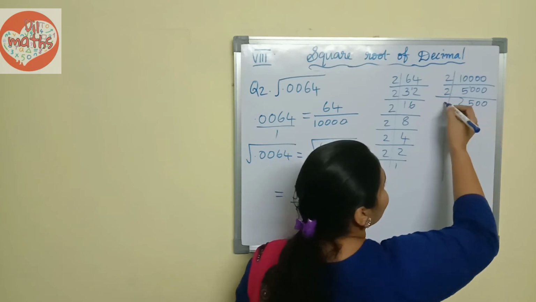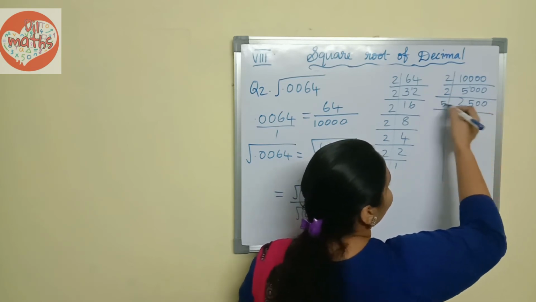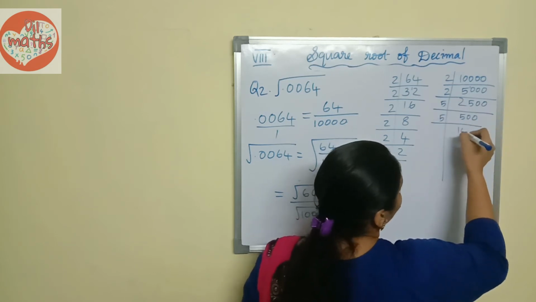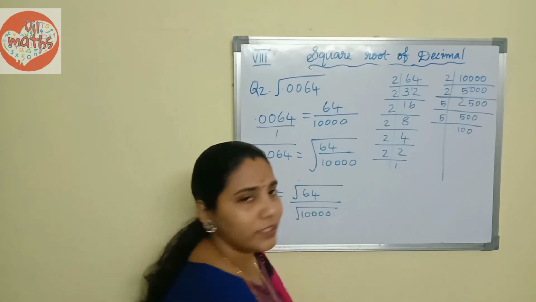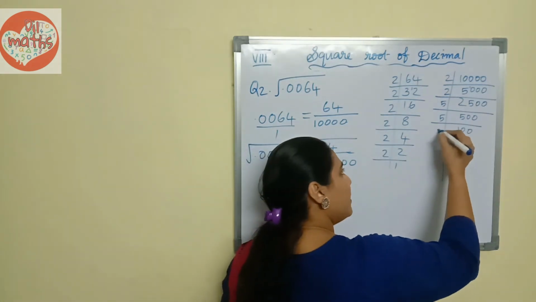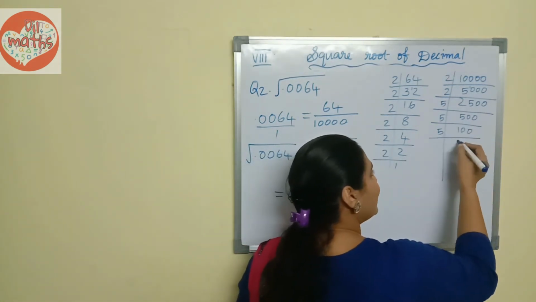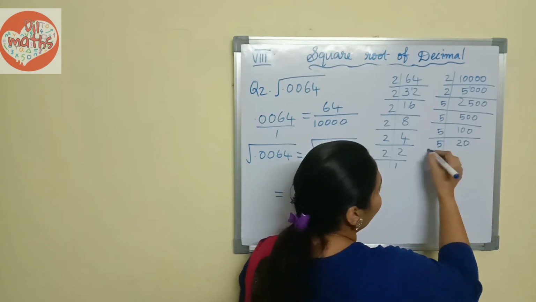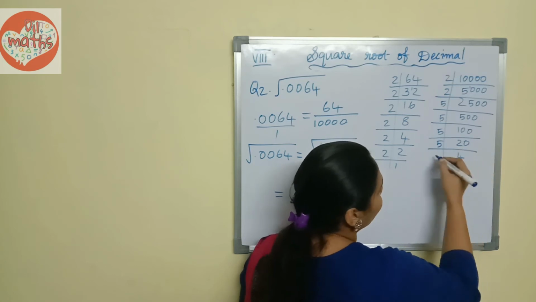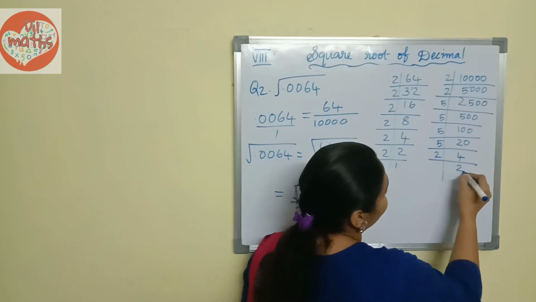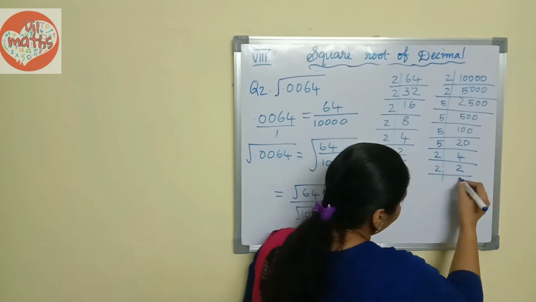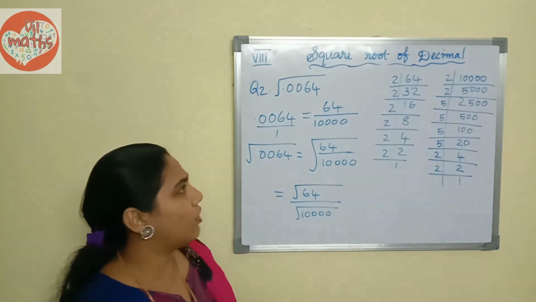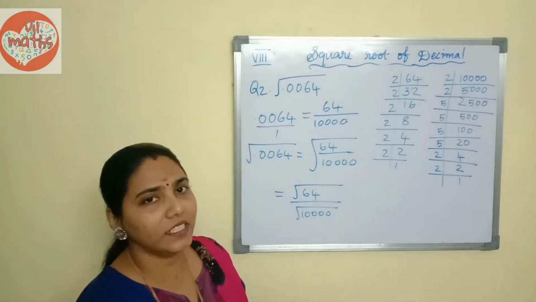Again we can divide this by 5, isn't it? 25 divided by 5 is 5. You will get 500. Again it is divisible by 5. You will get 100. Again it is divisible by 5, isn't it? Again it is divisible by 5. 10 divided by 5 is equal to 2, and you will get 20. Again it is divisible by 5. 20 divided by 5 is equal to 4. It is divisible by 2. 4 divided by 2 is equal to 2. Again it is divisible by 2. And we got quotient as 1. Okay. So we got the prime factorization of 64 and 10,000.